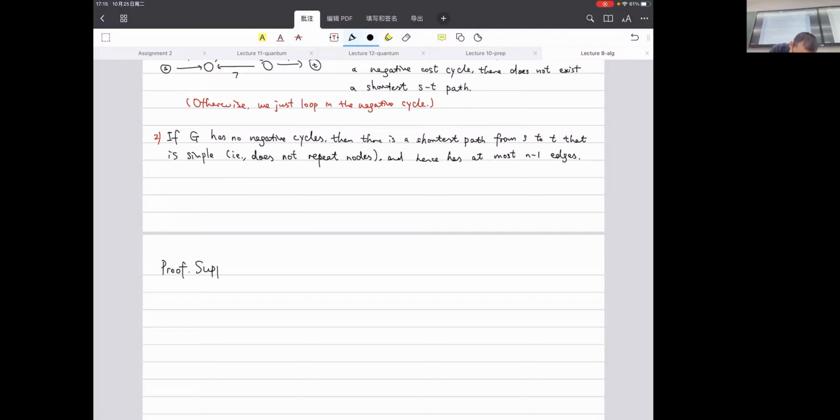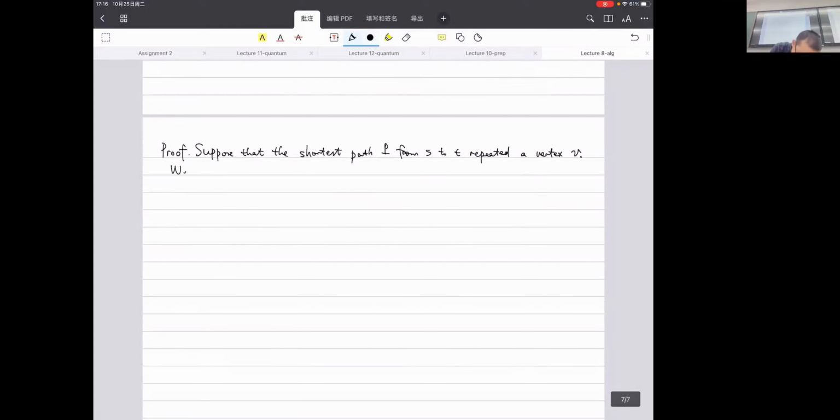Suppose that the shortest path... we basically want to show that the shortest path is a simple path. So if the shortest path P from S to T repeated the vertex V, we could remove the portion of P between consecutive visits to V.